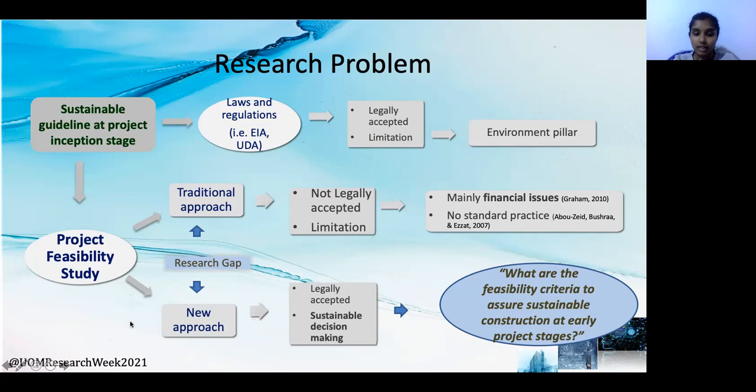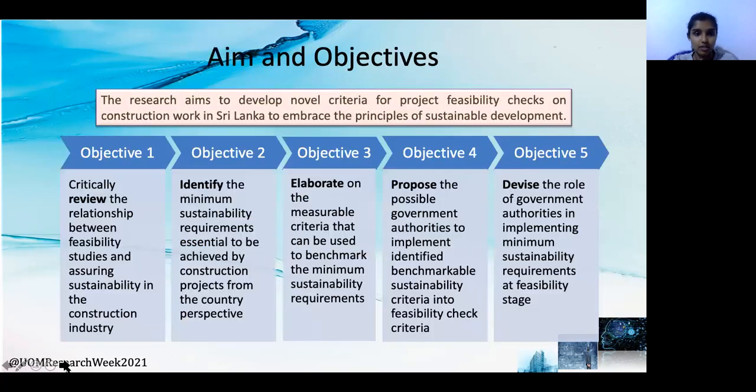So we found a research gap of coming up with a new approach, which is to come up with a legally accepted sustainable decision making tool. So our research question is, what are the feasibility criteria to assure sustainable construction at early project stages? The aim is to develop novel criteria for project feasibility checks on construction work in Sri Lanka to embrace the principles of sustainable development, incorporating the below five objectives.